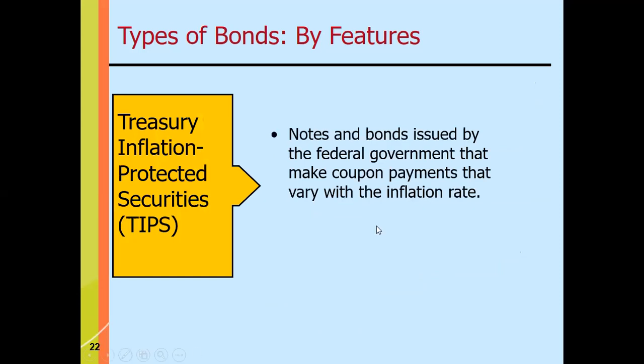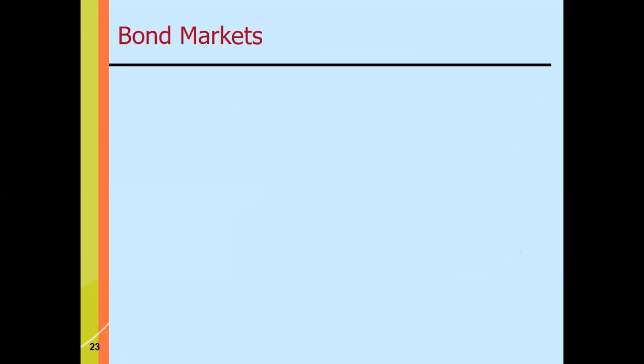Next would be the TIPS, as we mentioned a while ago. These are notes and bonds issued by the federal government that make coupon payments that vary with the inflation rate, so that the investor would be protected in case of inflation, because that would erode the value of the money. So the coupon payments would also adjust based on the inflation rates.